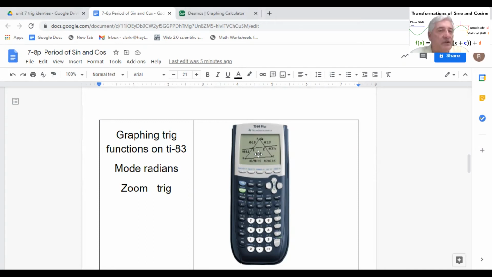The other thing we're going to do is you want to zoom. We're going to use a standard trig zoom. So go to zoom and hit 7 for trig. That's going to give us a screen from negative 6.2, which is negative 2 pi, and 6.2 positive, which is positive 2 pi. That's going to be your basic screen. We could make it where it covered 8 pi or 12 pi. But I think the standard zoom trig screen is going to be the best for showing you what period will do.